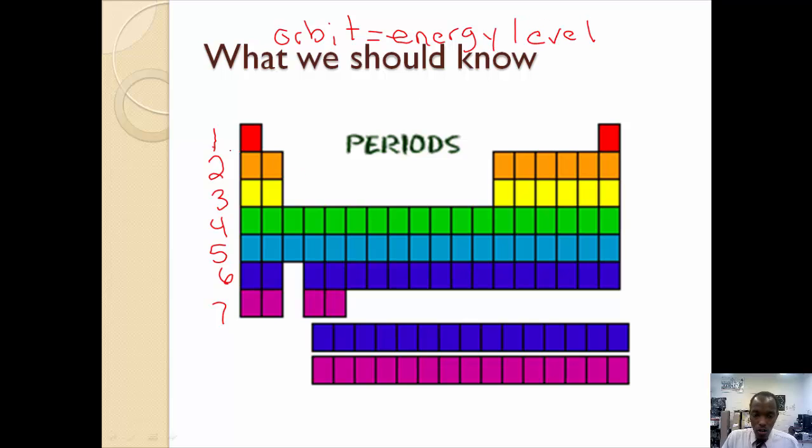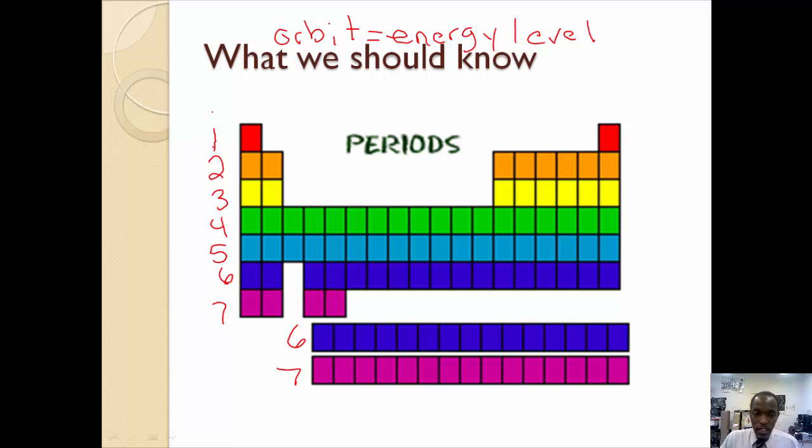All right. So all the elements in period 2 have 2 energy levels. All the elements in period 3 have 3 energy levels. All the elements in period 4 have 4 energy levels. All the elements in period 5 have 5 energy levels. All the elements in period 6 have 6 energy levels. And all the elements in period 7 have 7 energy levels. And remember that these two are a part of group 3, period 6 and period 7.